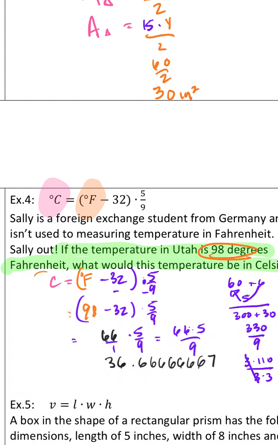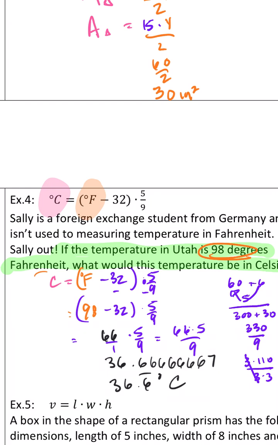All right. So you'd say 98 degrees Fahrenheit would be 36 and 2/3, or 36.6 repeated degrees Celsius. That's how you would write it out. But that's what you would get. You would simplify this by just saying this is 36.6 repeated degrees Celsius.